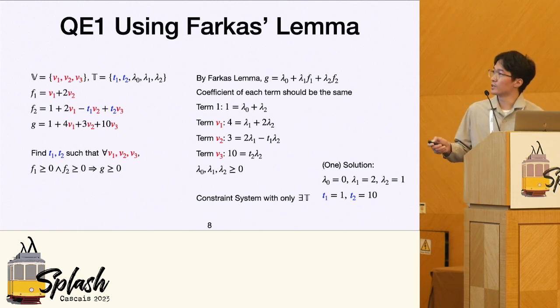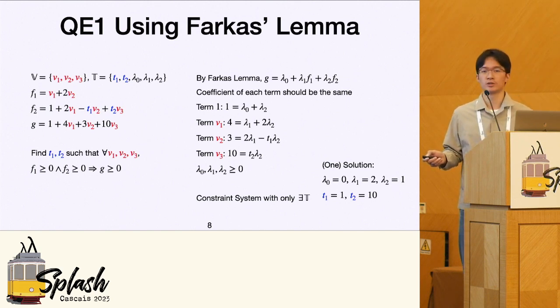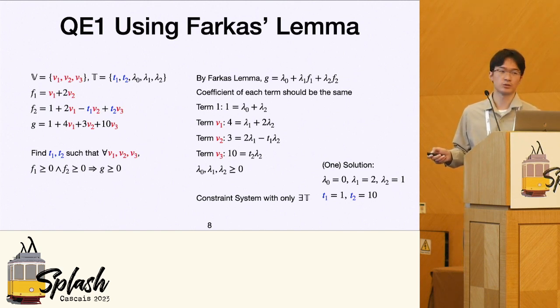Then this is a constraint system with only the existential quantifier on the template coefficient. So we can pass this to SMT solvers, and they give us a solution, and one possible solution is this. And then the values for t1, t2 are what we need.